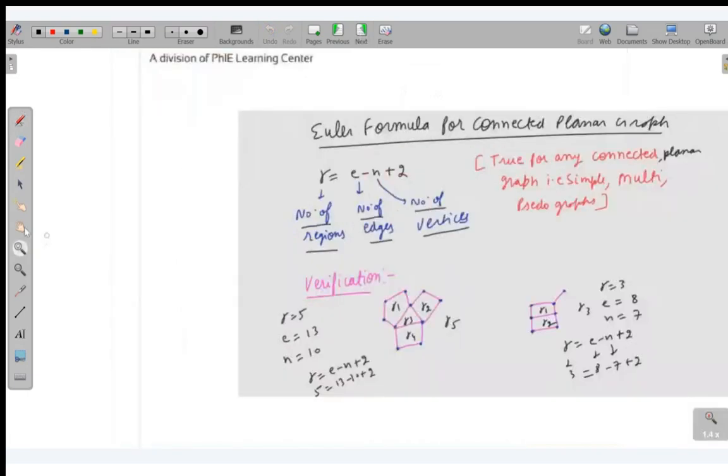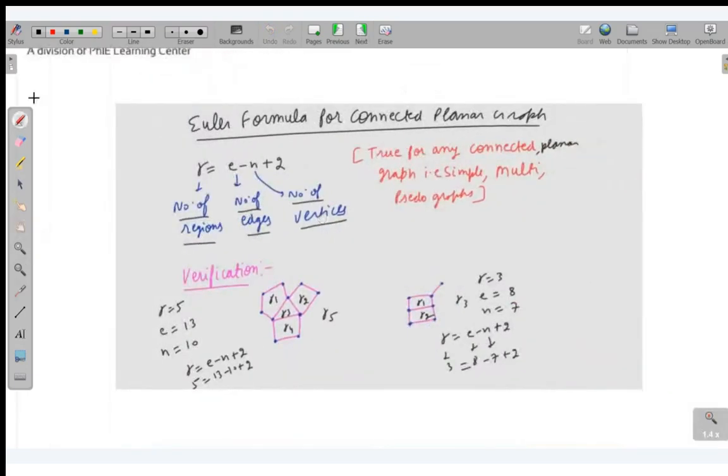Okay, so next is the Euler formula. Euler formula for a connected planar graph. This is important. Many times a question has been asked. What it is saying: R is equal to E minus N plus 2. R is the number of regions, E is the number of edges, and N is the number of vertices. R is equal to E minus N plus 2. And see this, it is for a connected planar graph.